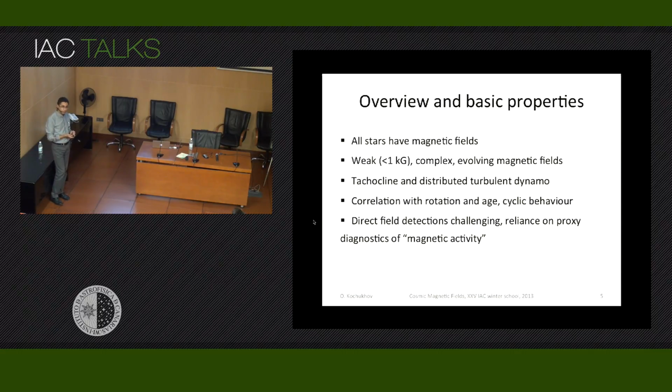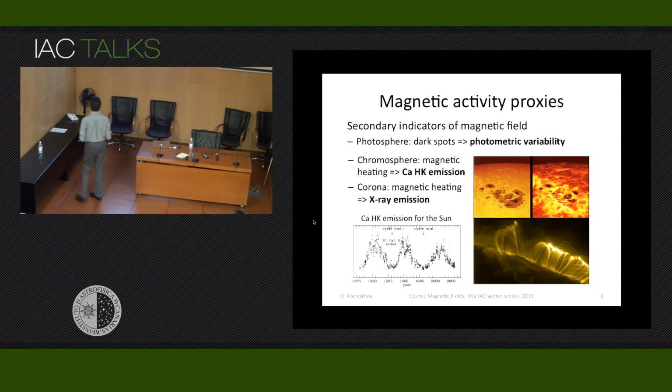So the entire field, for many decades, relied on what is known as proxy diagnostics of magnetic activity, so magnetic activity in quotes. So actually, if you try to search, for instance, ADS for papers with magnetic activity of stars in the title or in the abstract, you get 99% of papers looking at proxy indicators, and only 1% of papers would actually go and measure magnetic field using one of the techniques I mentioned. So these proxies are secondary indicators of the presence of the field. And at different levels in the stellar atmosphere, we see different manifestations.